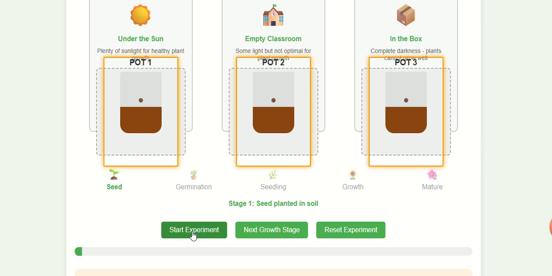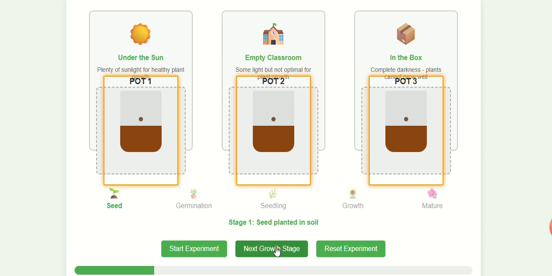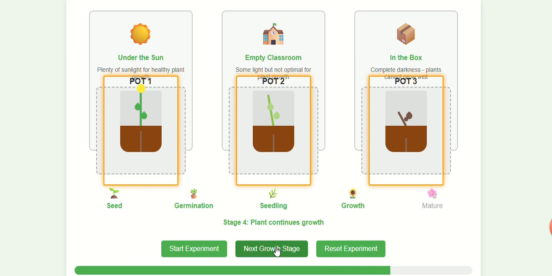Firstly, they are going to start the experiment. Secondly, they are going to see the next stage, which is germination. Then they are going to observe the third stage, which is seedling, the fourth stage, which is growth, and then the fifth stage, which is mature. So they are going to observe how these seeds grew into plants.